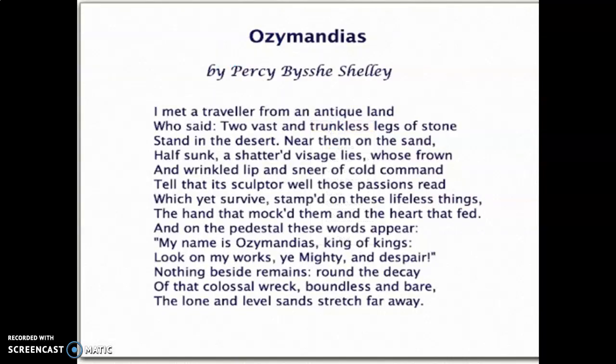Now the poem. I met a traveler from an antique land. The poet tells you about his experience that he met a traveler from an ancient land who said two vast and trunkless legs of stone stand in the desert. He tells the poet that he has come across a broken statue comprising two vast and trunkless legs.